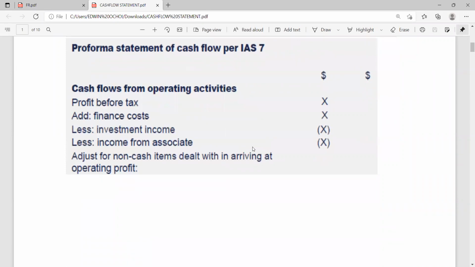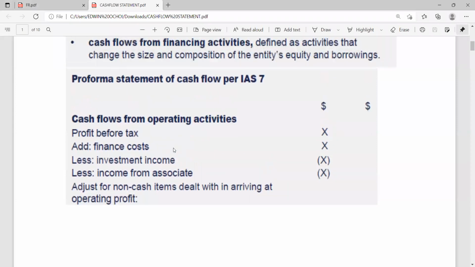We have a pro forma statement for cash flow as per IAS 7. I used dollars because I was using this note to teach some students in SCCA, so never worry about the dollars you see there. Assume that it is now Kenyan shillings. This is a format of a cash flow statement.